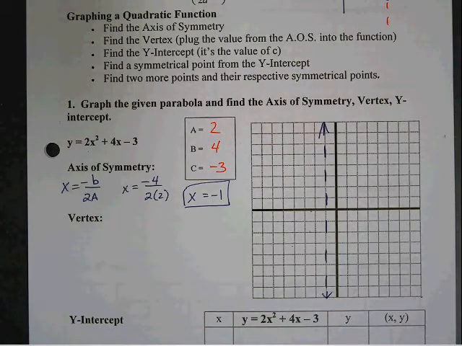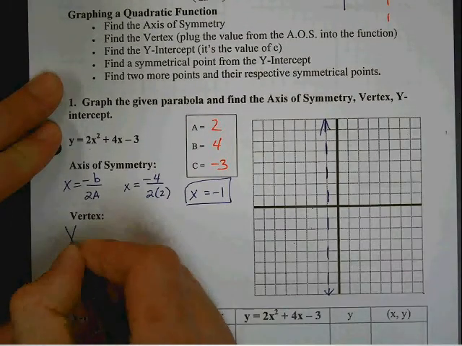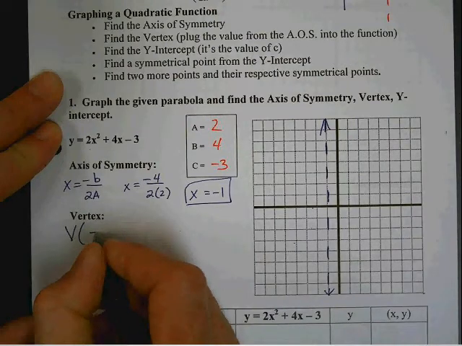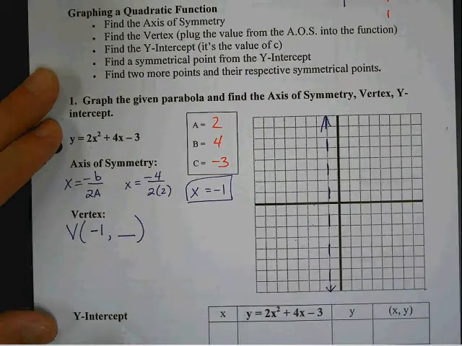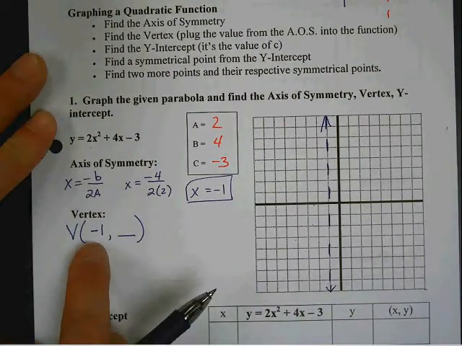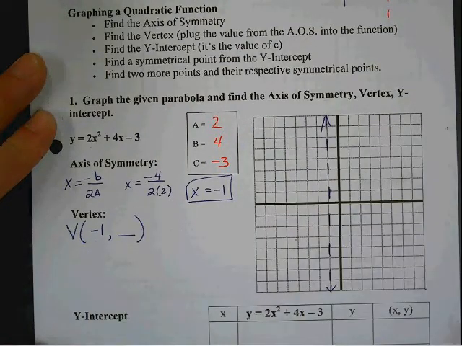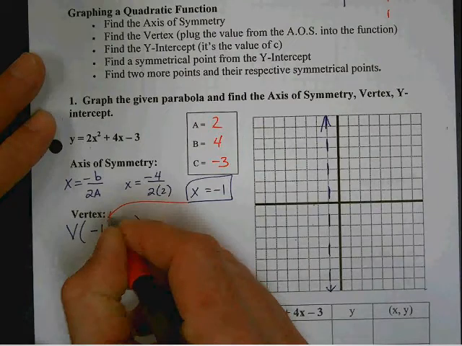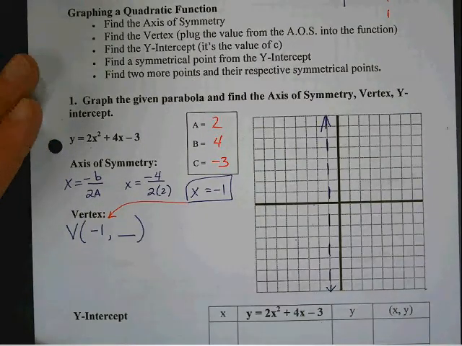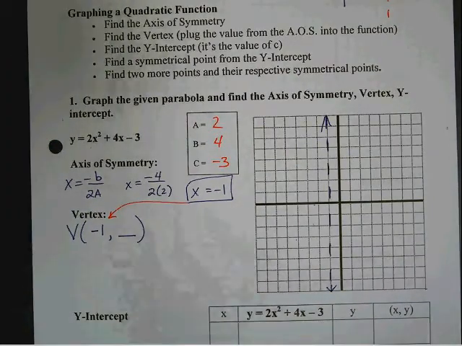All right, so second point. Somewhere on that dotted line is the bottom of the parabola. That bottom of the parabola is called the vertex. So on that dotted line, we know that the vertex has a point negative 1 comma blank. Where do I get that negative 1 from? Because it's on the dotted line. So if you're not sure, put a little arrow like that to say, oh, that's where that comes from. Well, now I just plug it in.